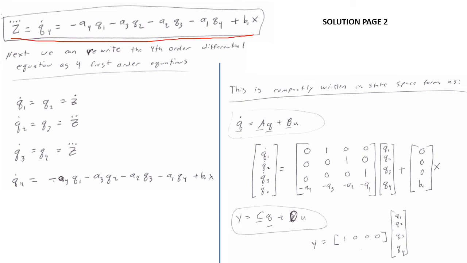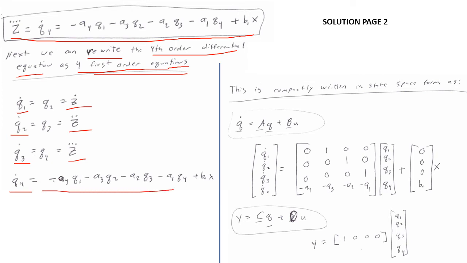The next step is that we can rewrite the fourth order differential equation as four first order equations. So now we're dealing with just first order differential equations, which are a lot easier for us to solve. We say my q1 dot is my z dot, my q2 dot is my z double dot, my q3 dot is my z triple dot, and my q4 dot is now represented by the relationship we just solved for from above. I can use this information and start plugging it into matrix form, so this is compactly written in state space form by the following.